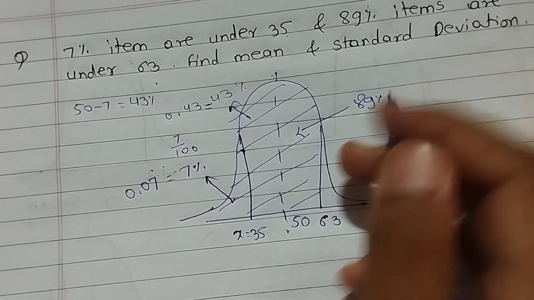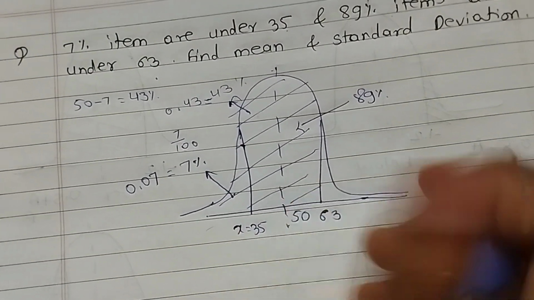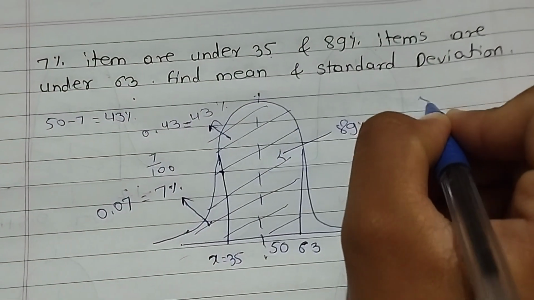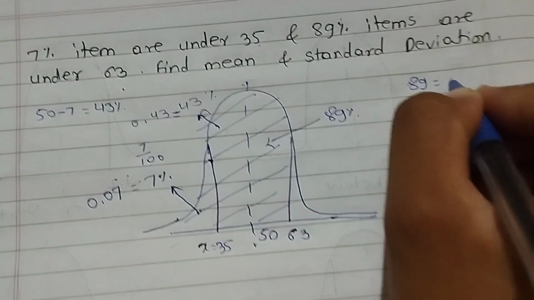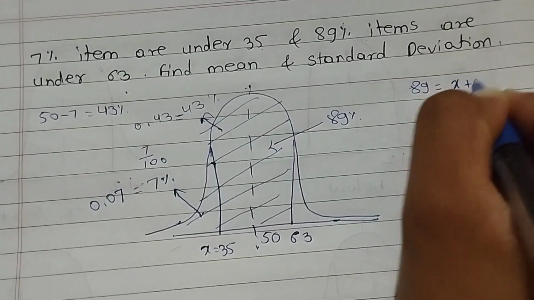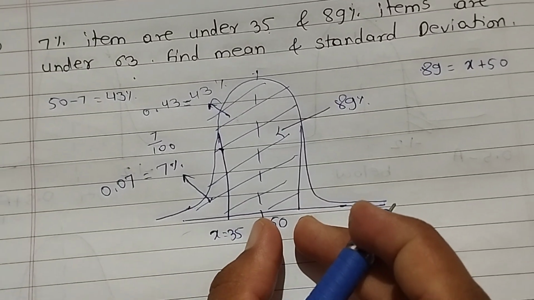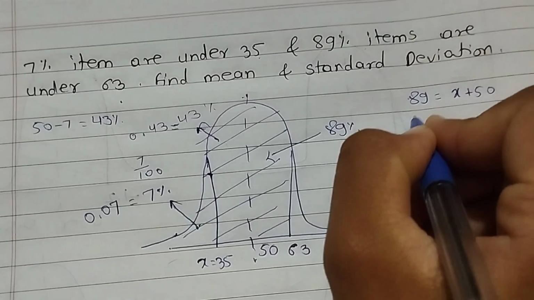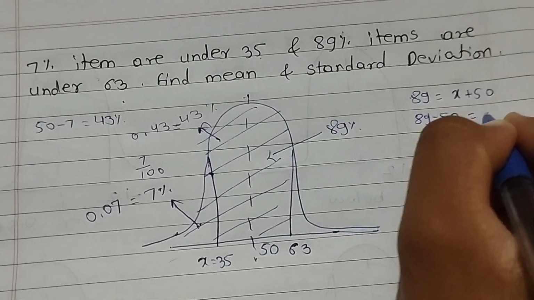We know this portion is 50% and the whole portion is 89%. So 89% is equal to x plus 50. This 50 plus, suppose this is the x, we get 89%. So 89 minus 50, we get 39.